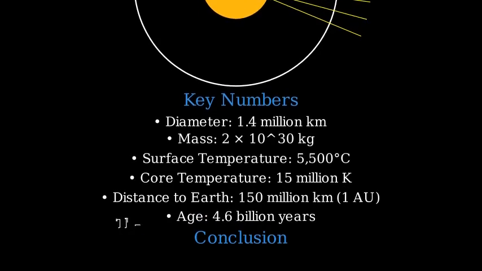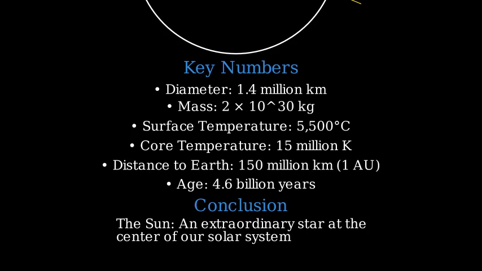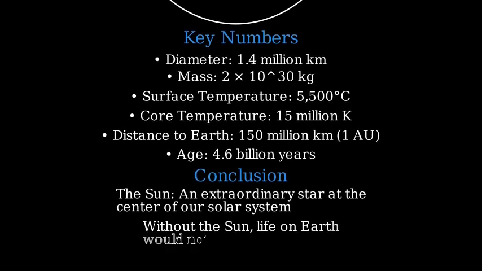In conclusion, the sun is an extraordinary celestial body that powers our solar system. From its nuclear fusion core to its extended corona, from its current main sequence phase to its future as a red giant and white dwarf, the sun continues to fascinate scientists and astronomers worldwide. Without the sun, life on Earth, as we know it, would not exist. It truly is the center of our solar system in more ways than one.